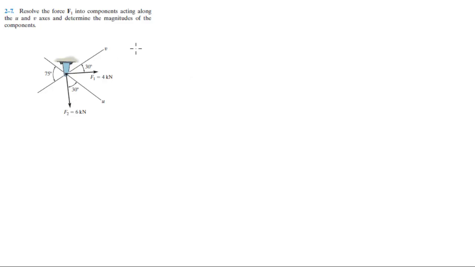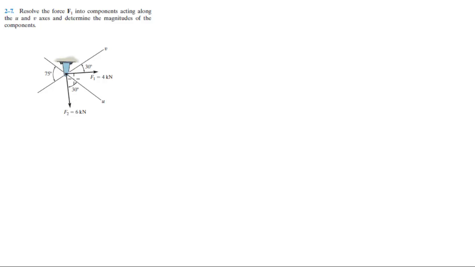Alright guys, now we're gonna do problem 2.7, which says resolve the force F1 into components acting along the U and the V axis. Now this might sound a little intimidating or confusing at first. So the first thing that we gotta do is put as much information as we can on the graph.